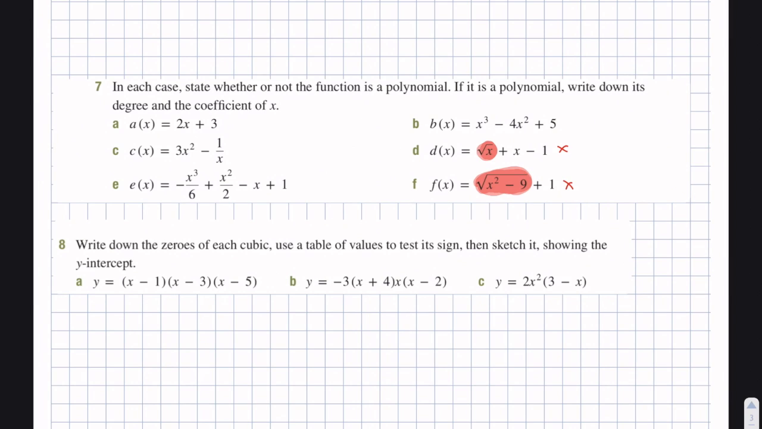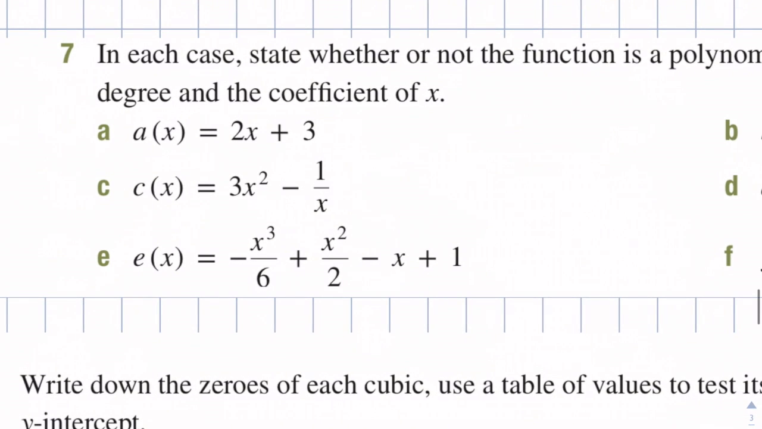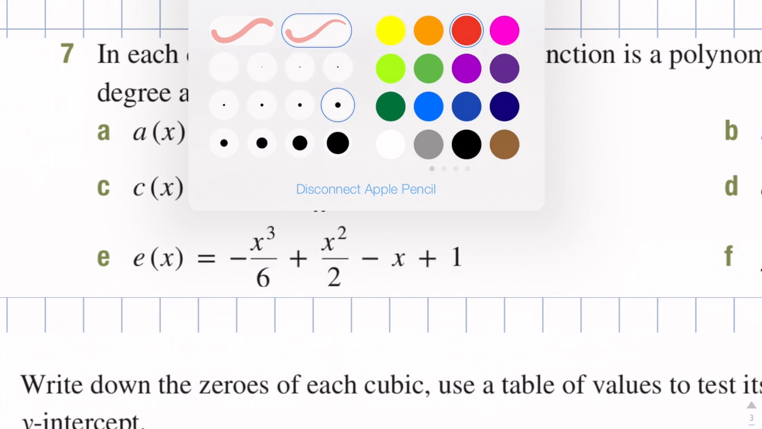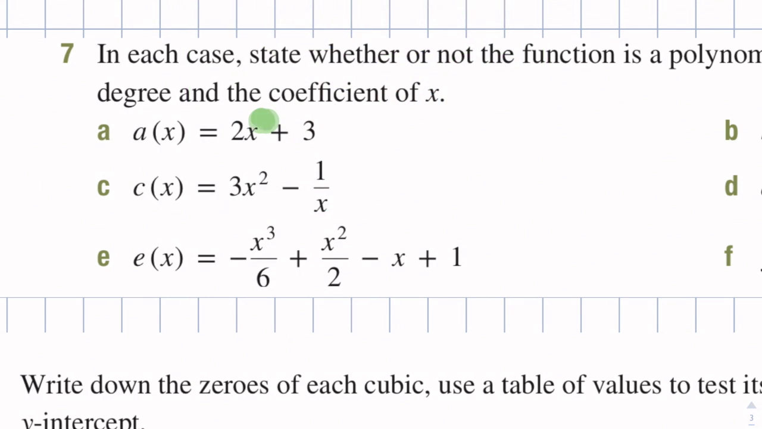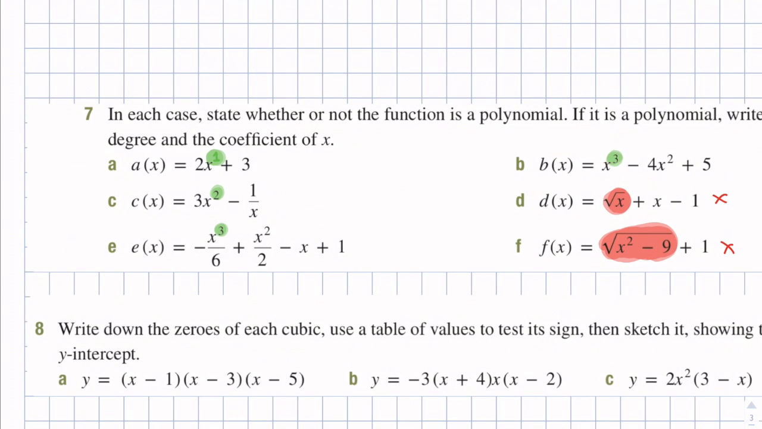The degree of the polynomial is the highest power of x. So let's highlight these powers in green. So here, well, that's a power of 1. Here its power is 2. Here the highest power is 3. Here the highest power is 3. And the others don't count.